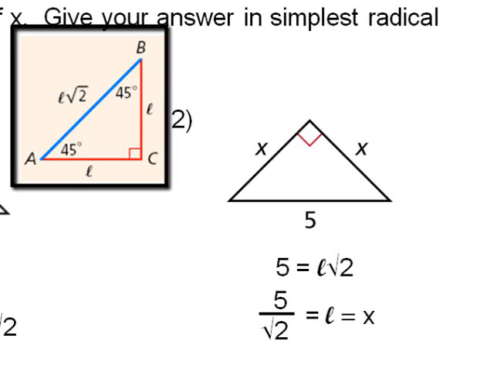So since L is equal to 5 over square root of 2, notice L in the theorem is across the 45-degree angles. And if we look at our problem, across the 45-degree angles is our variable x. Those sides have to measure what it says in the theorem, which is L. So both of those sides are 5 over square root of 2.